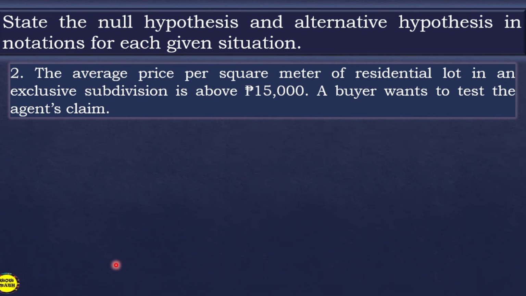The average price per square meter of residential lot in an exclusive subdivision is above 15,000 pesos. A buyer wants to test the agent's claim. So, ano yung parameter natin sa example number 2? So, yung parameter natin dito, yung average price per square meter, no? Ito yung parameter natin. And then, yung claim natin dito is yung above 15,000 pesos.